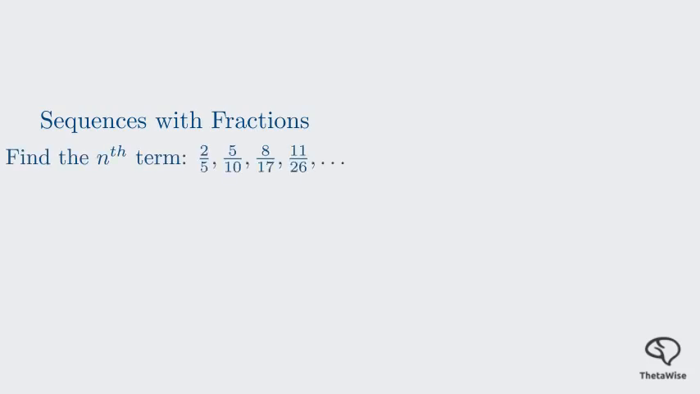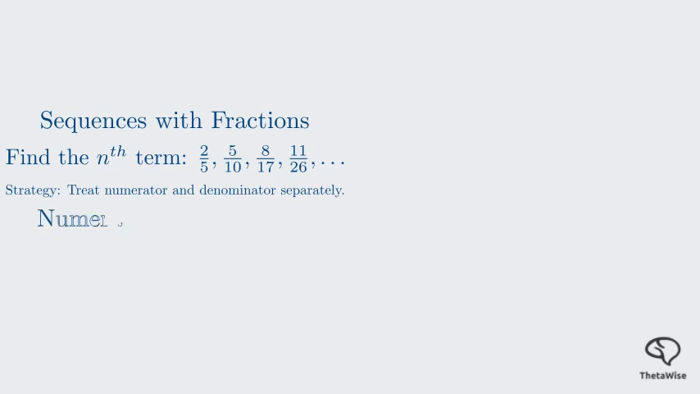To finish our look at IGCSE questions, let's look at one final challenge that involves fractions. Sometimes a sequence is presented as a fraction, where the numerator and denominator follow different rules. Find the nth term of the sequence: 2 over 5, 5 over 10, 8 over 17, 11 over 26, and so on. When you see a sequence of fractions, the best strategy is to treat the top and the bottom as two completely separate sequences.